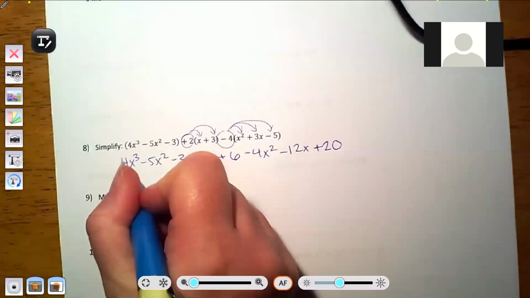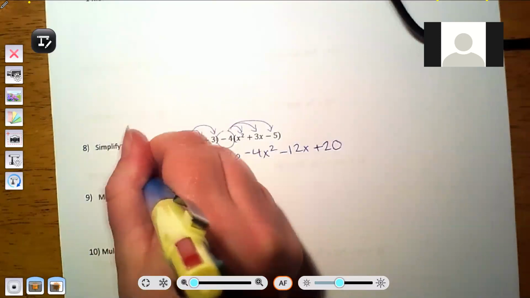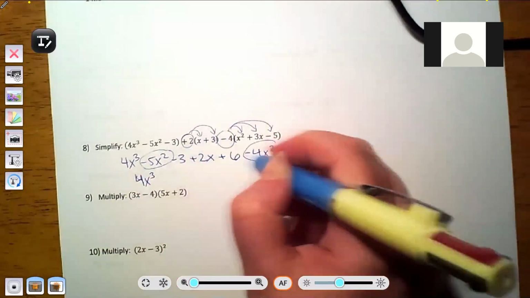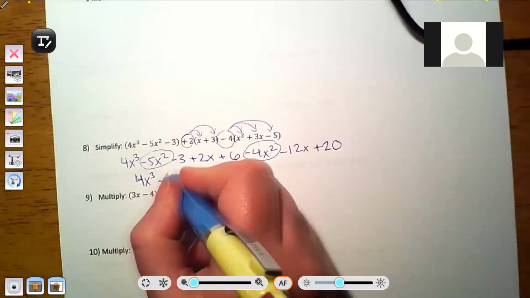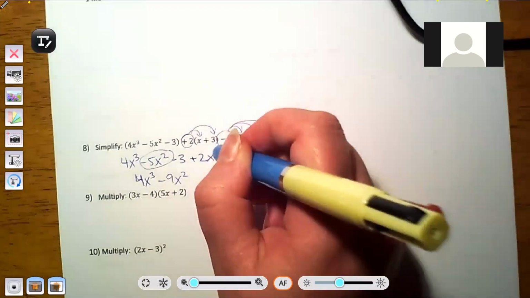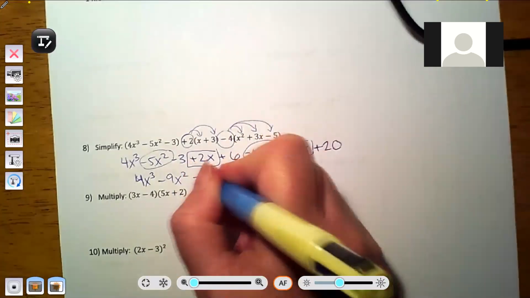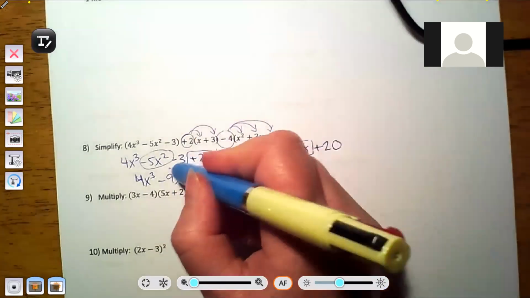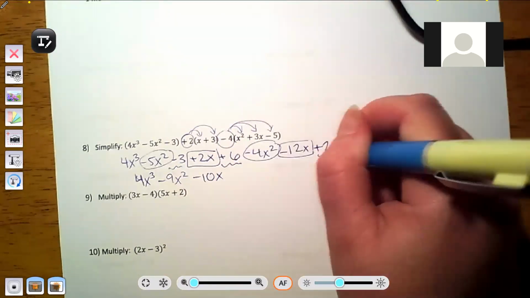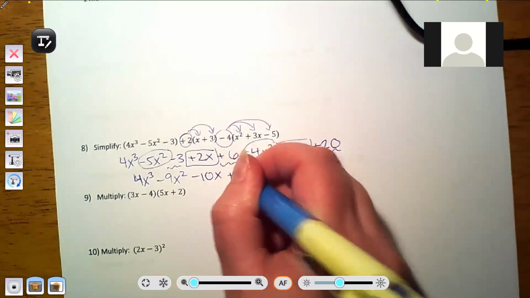So x to the third, it's only 1. For x squared, take the sign with you, we have negative 9x squared. For x's, we have negative 10x. For constants, we have negative 3 plus 6 is 3 plus 20, so it's 23.